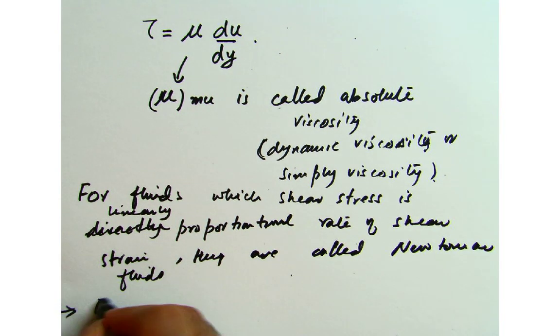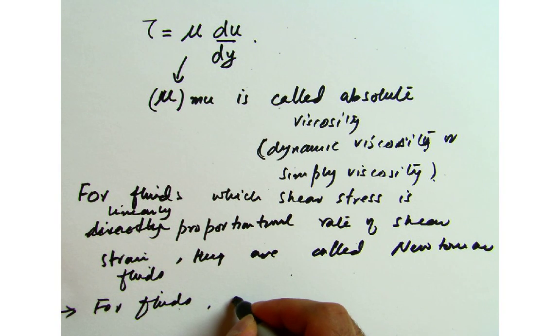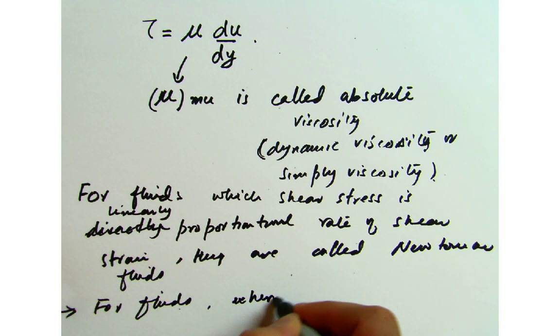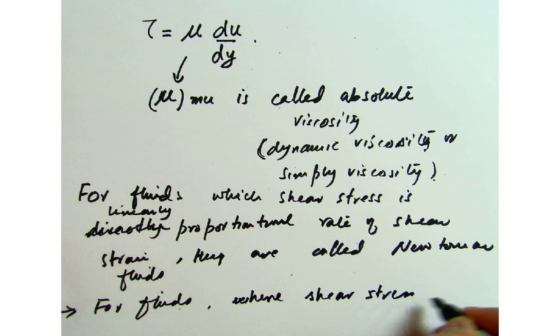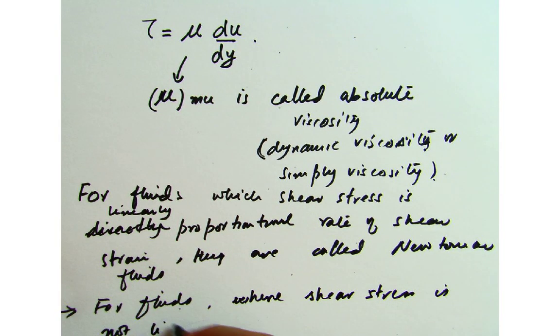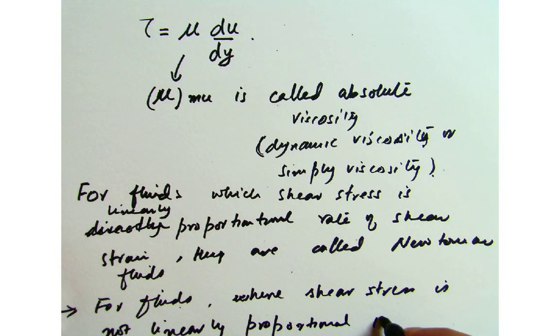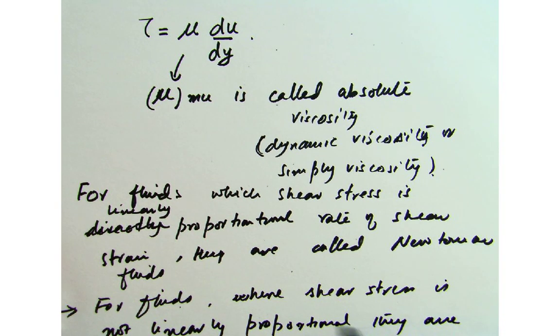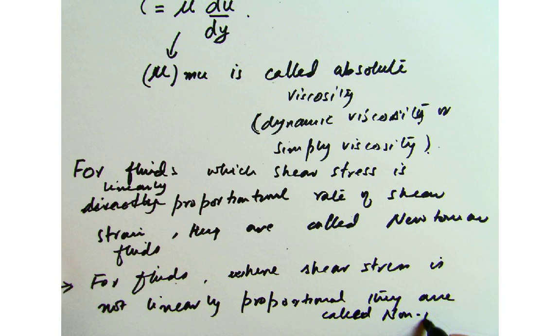And for fluids where shear stress is not linearly proportional, they are called non-Newtonian.